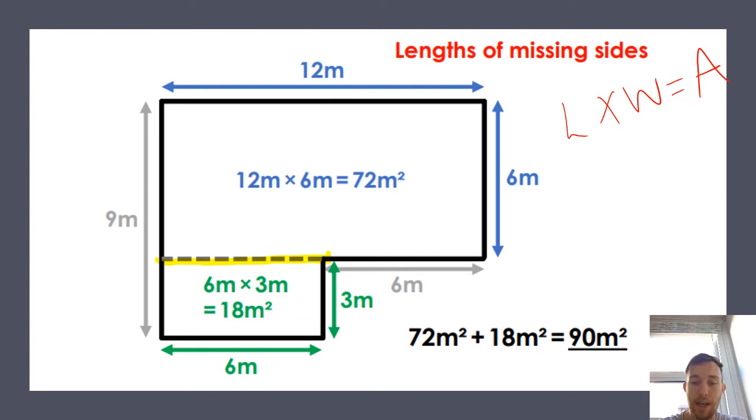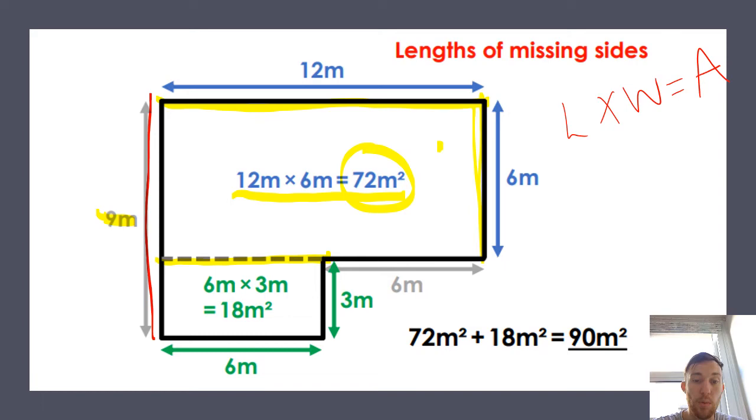So starting with the bigger rectangle, we can see that the length here is 12 meters and our width is 6 meters. So it's all about just finding a length and a width of that particular rectangle only. Obviously, we wouldn't use the 9 meters because that is the length of this whole side, and that's more than we need. So as we can see here, 12 meters times 6 meters is 72 meters squared. That would be the area of this rectangle.